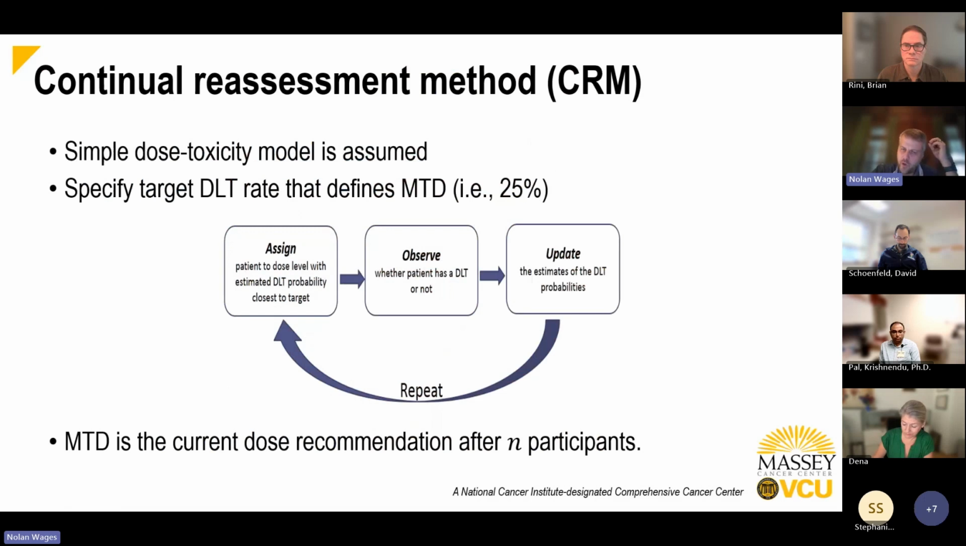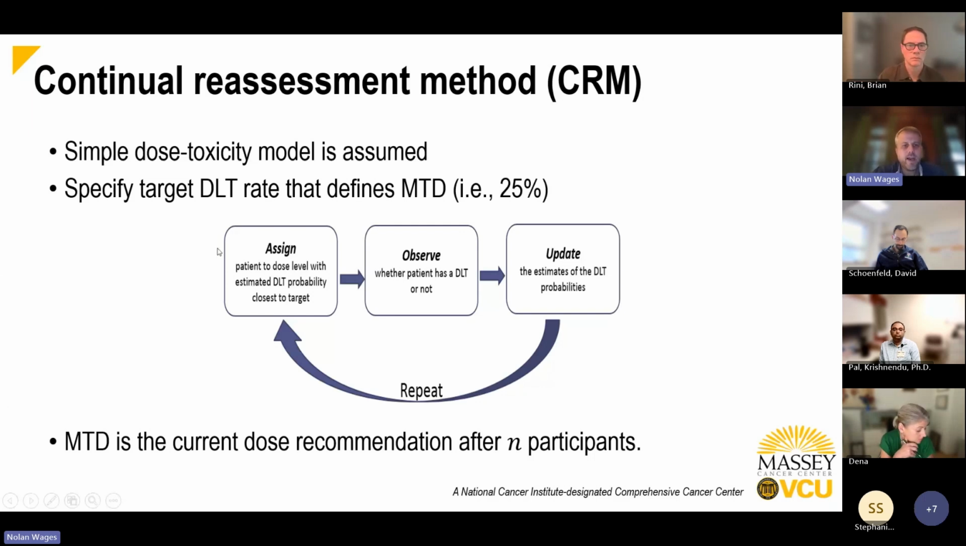So let's start with CRM. We'll go through an illustration of this. In the CRM, we're not going to get too statistical here, but a simple dose toxicity statistical model is assumed that's going to model the relationship between dose and DLT rates. And we specify a target DLT rate that defines our MTD that typically ranges in values from 20% to a third. Let's say it's 25%.